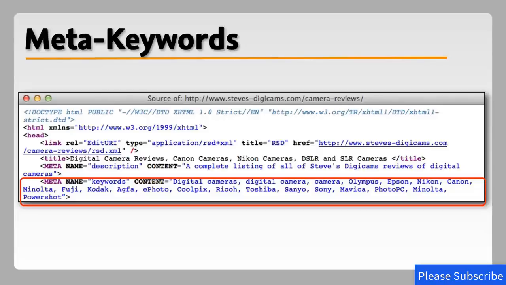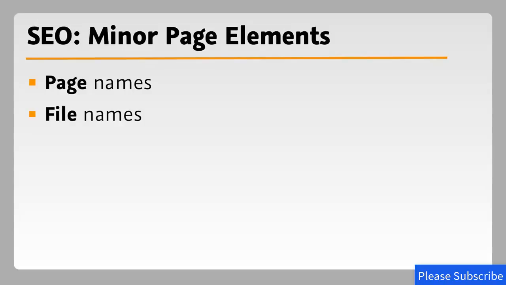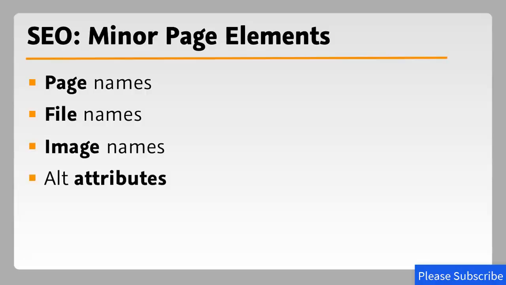But I have simply found that there are too many other and more important things that have more relevance on rankings than to take an hour or a couple hours to fill in keywords for every single page of the website. Very few, if any, search engines pay attention to it. And if they do, they don't pay much attention to it. So just to cover some of the minor page elements you want to keep in mind are the actual page names, file names, image names, alt attributes of your images, and if you want to, the meta keyword tag, but you're going to be asked about it, I guarantee it.